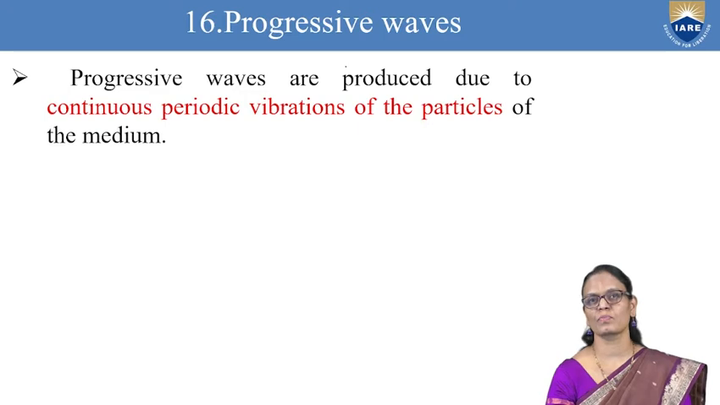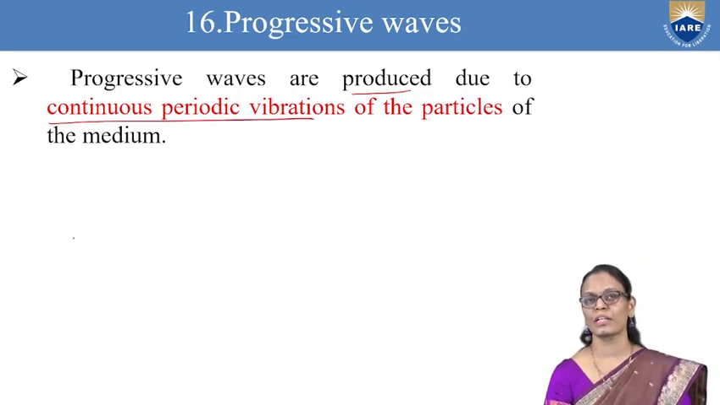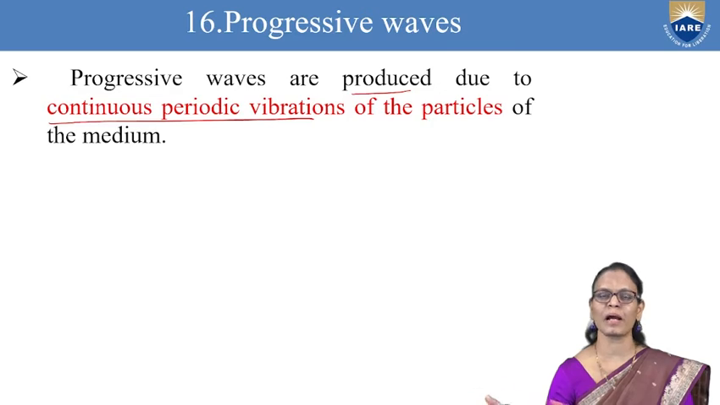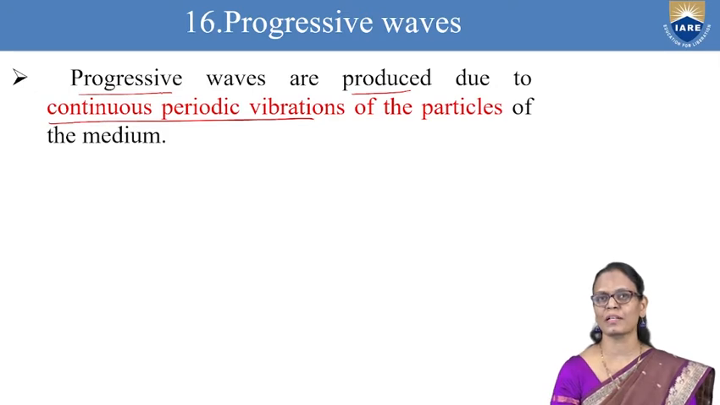Then progressive waves. What are progressive waves? They are produced due to continuous periodic vibrations of the particle. So here in a progressive wave, there is continuous vibration of the particles and the wave proceeds forward into the medium and will never return back. Then we call it a progressive wave. So the vibrations of the particles are continuous.